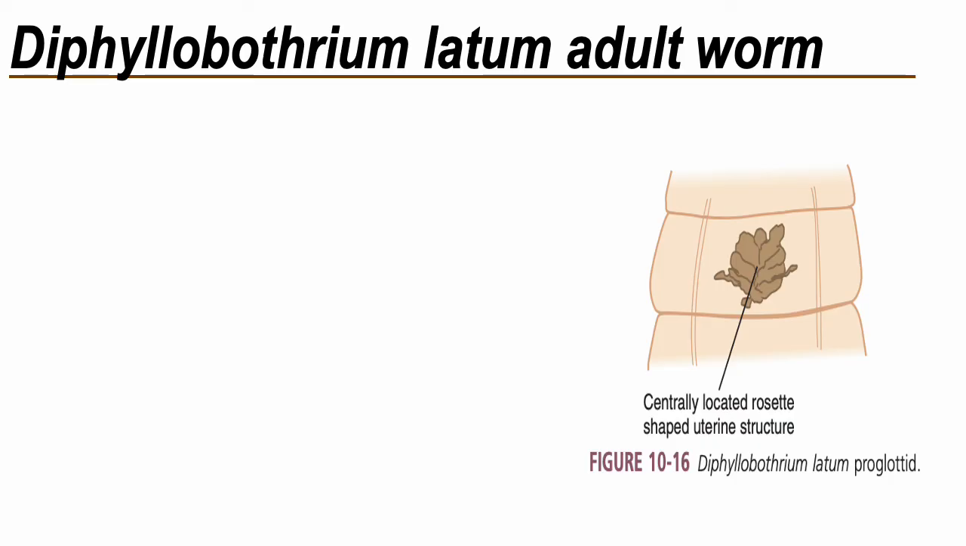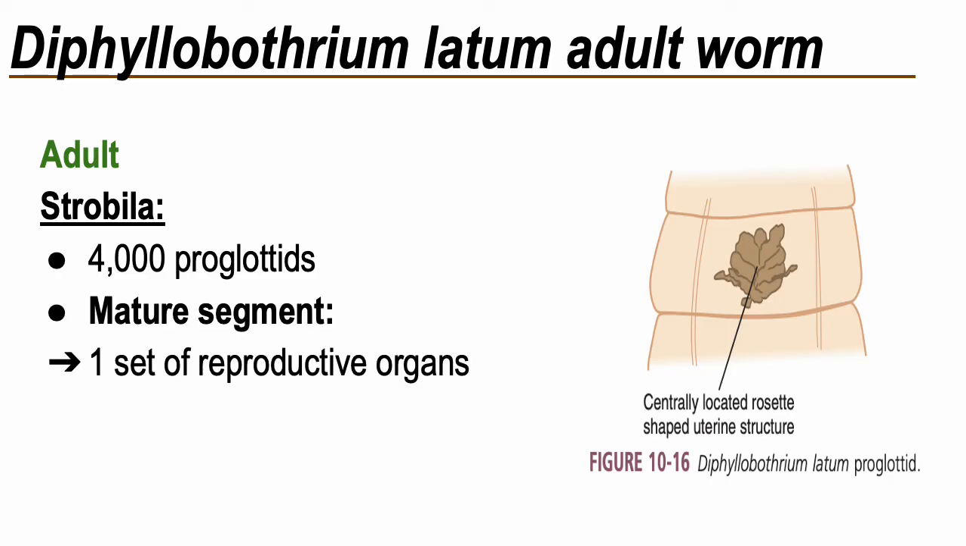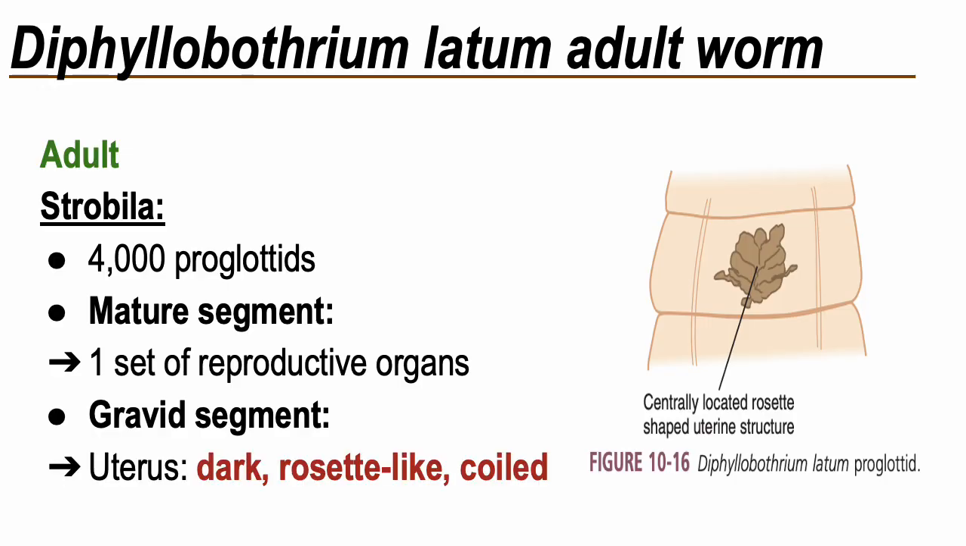So for the strobila of the adult worm for Diphyllobothrium latum, it contains around 4,000 proglottids in total. The mature segment has 1 set of reproductive organs, while the gravid segment has a uterus that is appeared to be dark, rosette-like, and coiled.